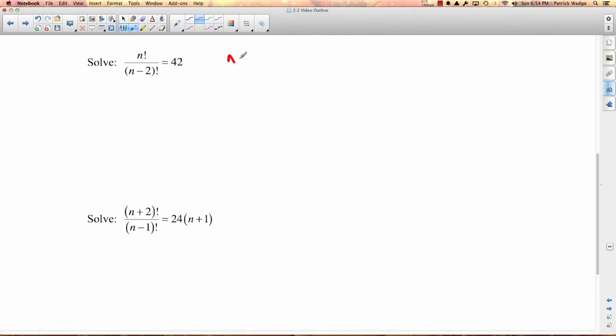We're going to write n, and then what's 1 less than that? N minus 1. Better keep going. What's 1 less than that? N minus 2. Perfect. So we got n minus 2 factorial, and it's all over n minus 2 factorial, and it equals 42. Now, this is great because this cancels. So what I'm left with is n times n minus 1 equals 42.